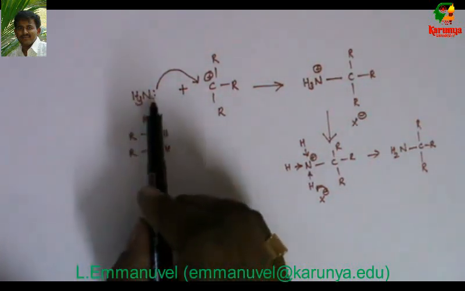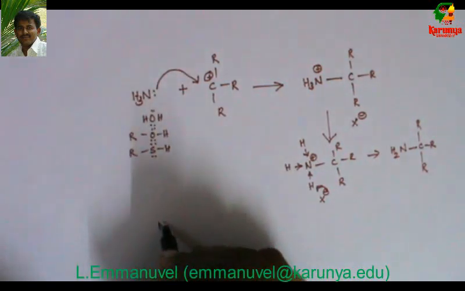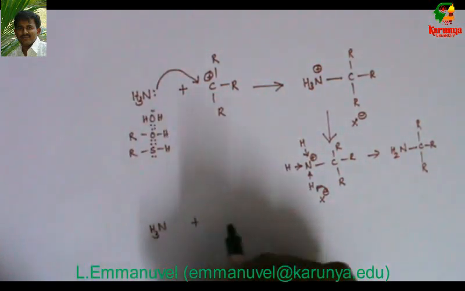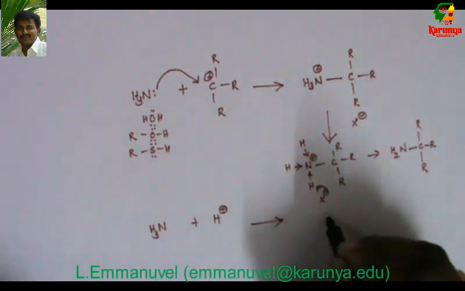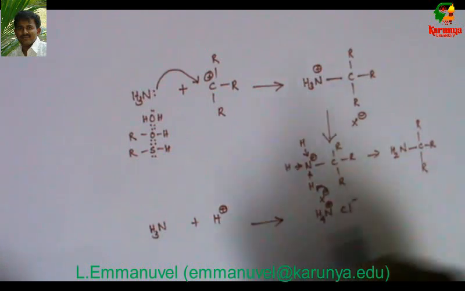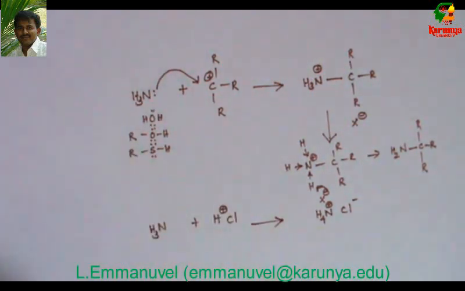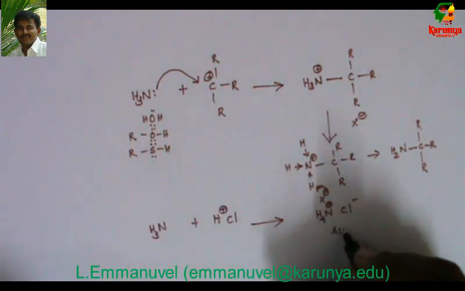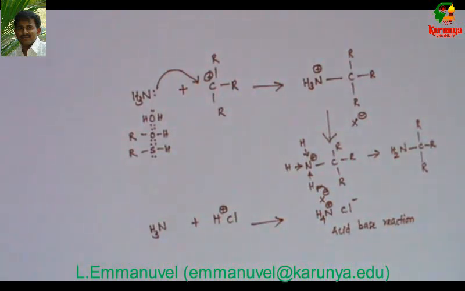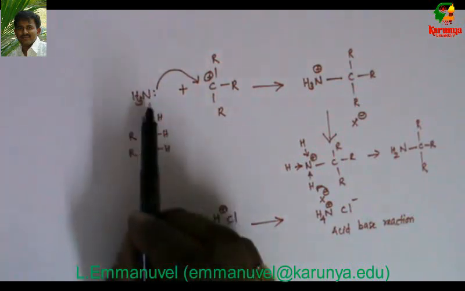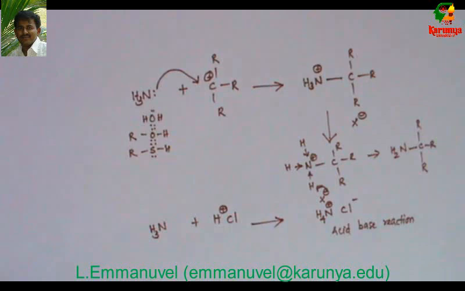When this ammonia takes the H plus, what we get is ammonium, and the negative part says Cl. So this is acid base reaction. The earlier case, all the anions can take H plus to give that, but in the second category only this ammonia can take H plus.